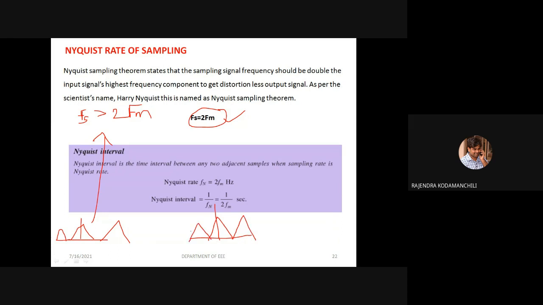Here we are using an ideal low pass filter. Here we are using a practical low pass filter. Practical, ideal. So when fs is equal to 2fm, it is called the Nyquist rate of sampling. When the sampling frequency is equal to twice the fundamental frequency, it is called the Nyquist rate of sampling. This formula is very, very important for our problem-solving part also.